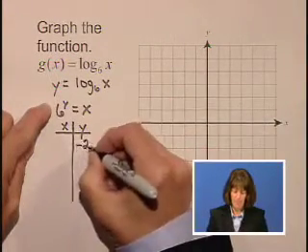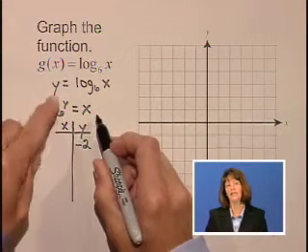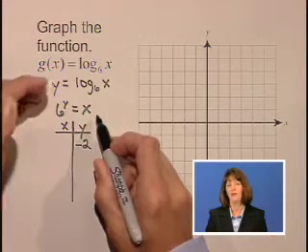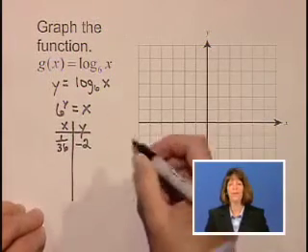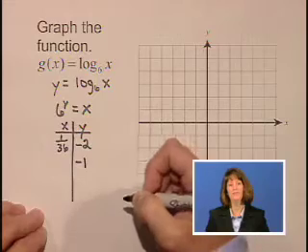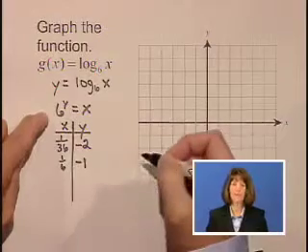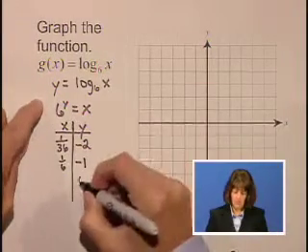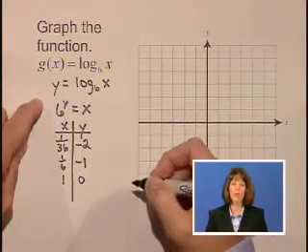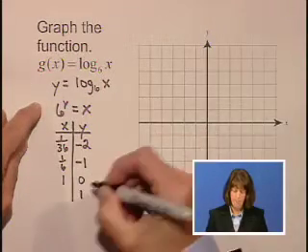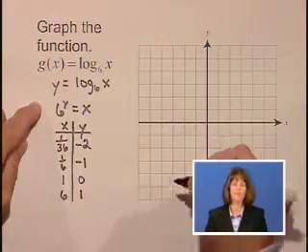For example, if y is equal to -2, then x is equal to 6 to the -2 power. That's 1 over 6 squared, or 1/36. If y is equal to -1, then x is equal to 6 to the -1, or 1/6. If y is equal to 0, x is 6 to the 0, or 1, and let's use one more point here. What if y is equal to +1? Then x is 6 to the 1, or 6.